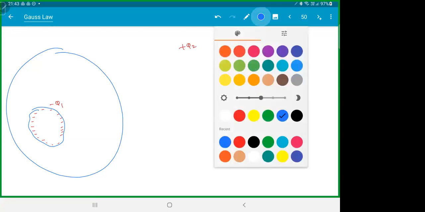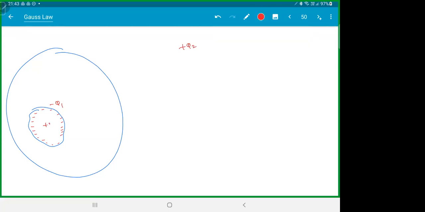Let me ask you something. When you have Q1 here inside, these field lines are getting stopped here. Does Q2 know Q1 exists? Q2 doesn't know that Q1 exists. Reason: the field lines are zero, since there are no field lines outside. No lines from the cavity come outside.